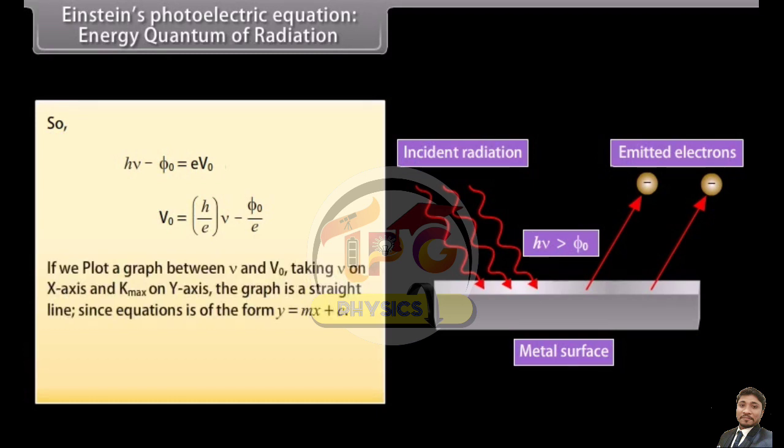If we plot a graph between ν and V0, taking ν on the x-axis and V0 on the y-axis, the graph is a straight line, since the equation is of the form y equals mx plus c. The slope of the line, m, is equal to h upon e, which is a universal constant.